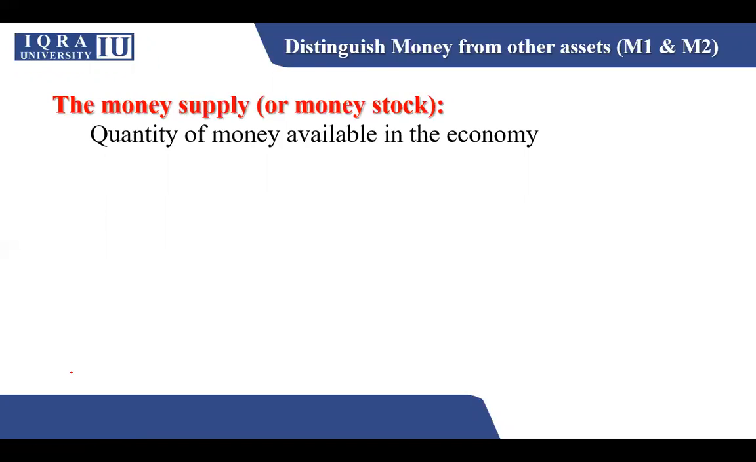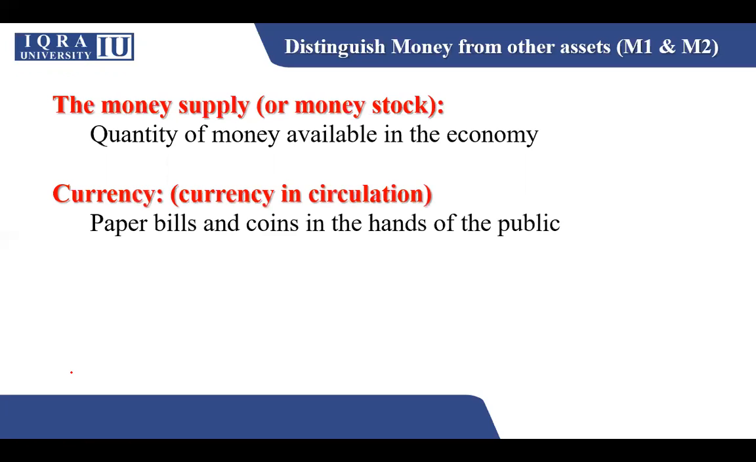But why is this term very important as used here? Because money supply includes currency in circulation, which means paper bills and coins in the hands of the public. This is very important. Remember, it is whatever is in the hands of the public. So if you are putting something in your treasury or in your pillow, we are not counting it in the currency because it's not in circulation.